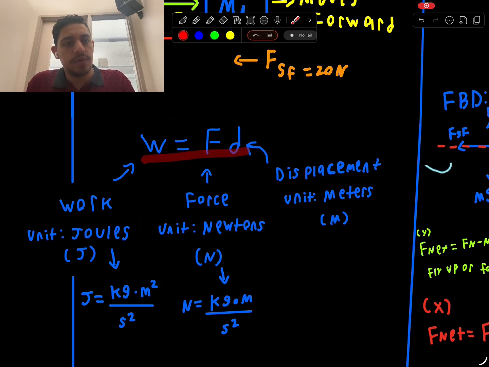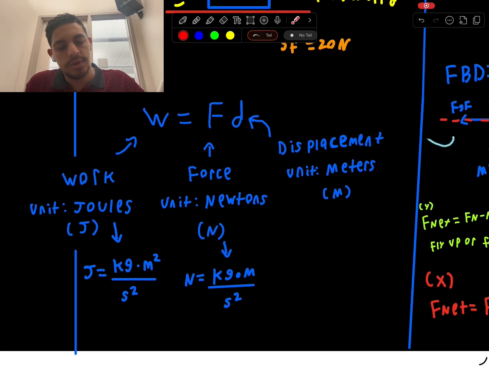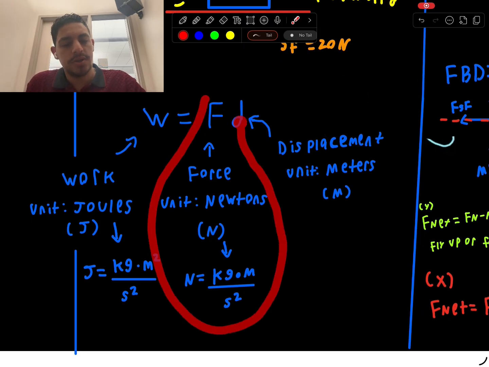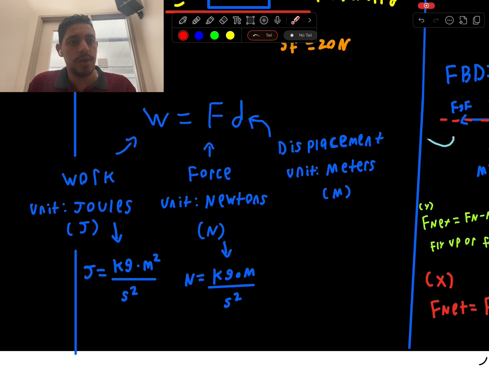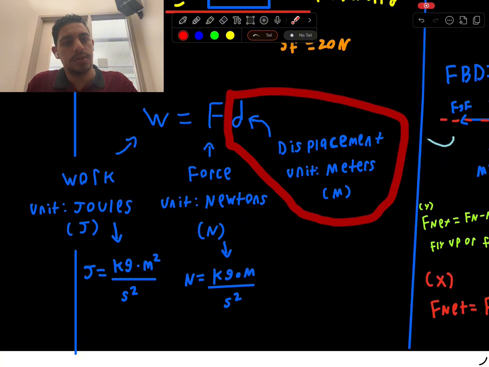So the equation for work is, like we said, work is equal to a force times the displacement of that object, right? So let's take a look. Force, we're used to forces. It's measured in newtons, and newtons has a unit of kilograms times meter per second squared. Okay, it'll make more sense why I'm saying this in just a second. We also have our displacement, which is in meters, like we're used to.